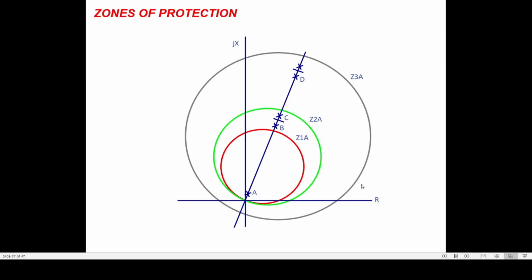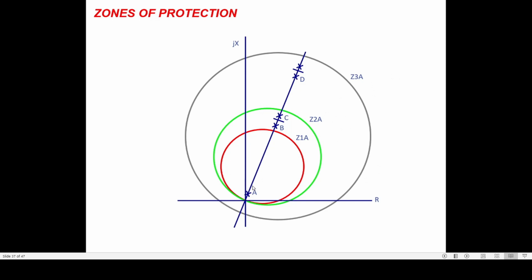I have already explained in the previous slide how this is implemented. AB is basically the total line impedance, and 80% of this AB is Zone 1. Suppose this AB is 100 ohm, so ZAB will be 80 ohm, and now you have drawn a circle with radius 80 ohm passing through the origin. That means this is your mho characteristic.